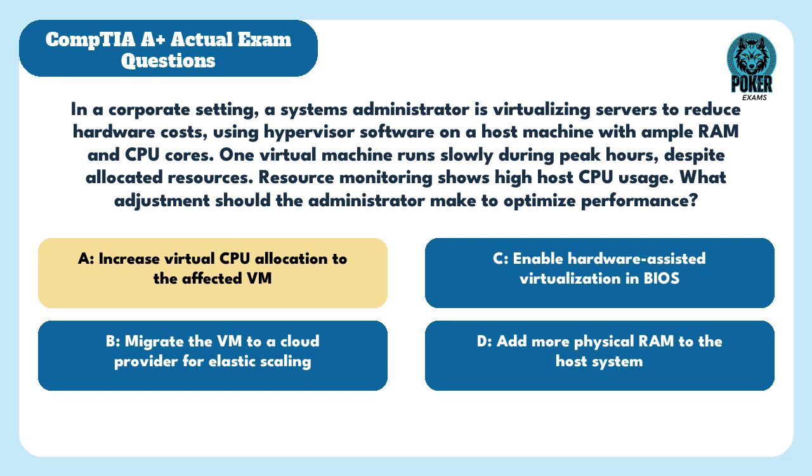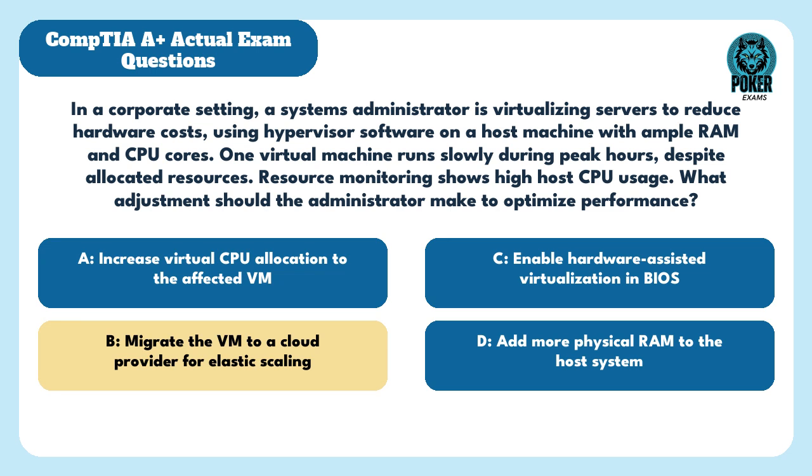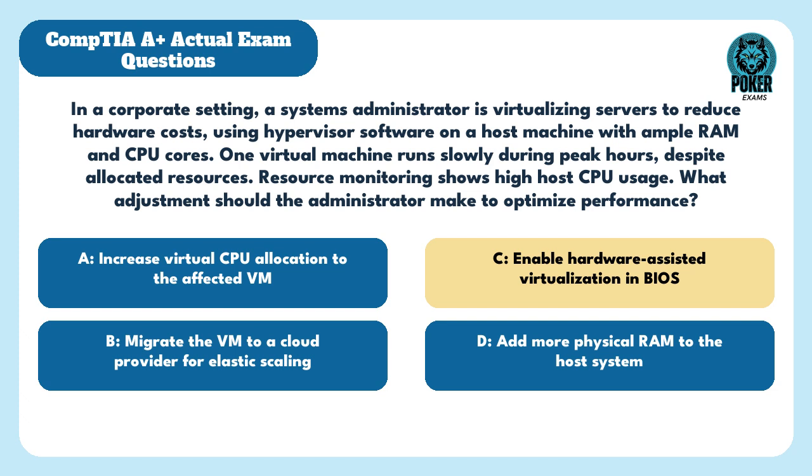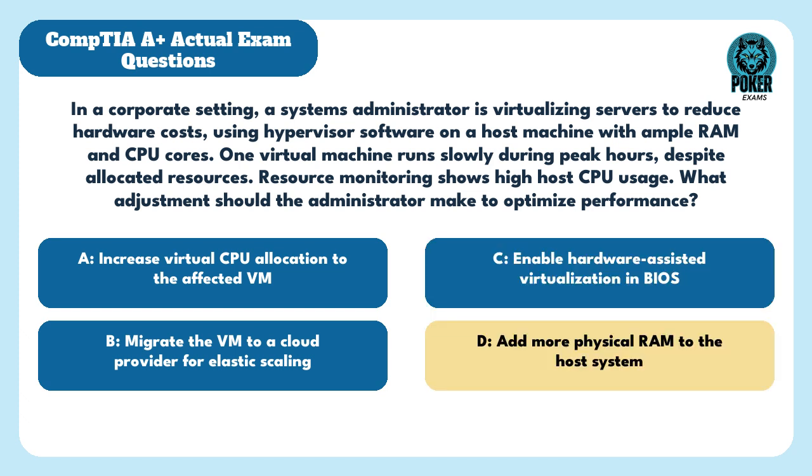Option A. Increase virtual CPU allocation to the affected VM. Option B. Migrate the VM to a cloud provider for elastic scaling. Option C. Enable hardware-assisted virtualization in BIOS. Option D. Add more physical RAM to the host system.